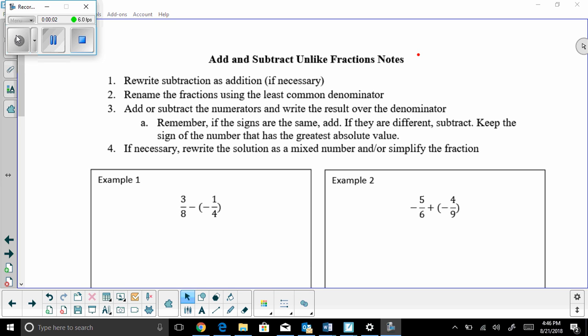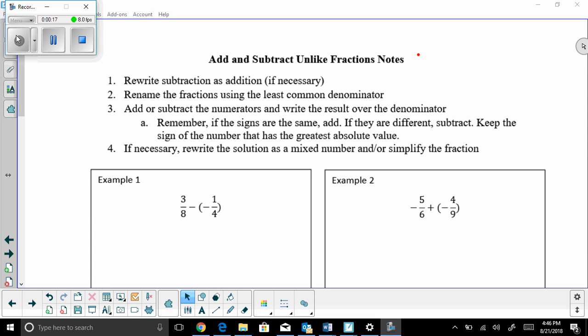For this lesson, we are going to add and subtract fractions that do not share the same denominator. The steps are very similar to the previous lesson. The only thing that's different is that we need to find a common denominator. So let's do example 1.